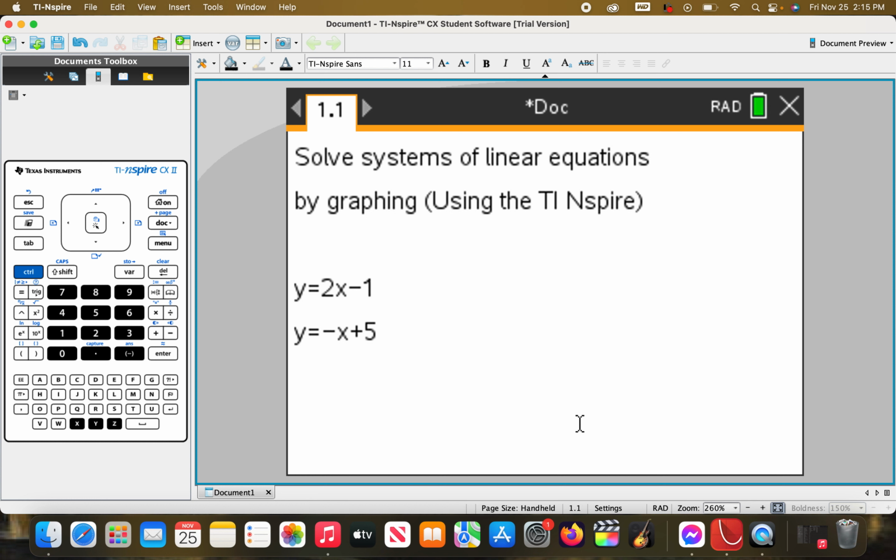I'm going to do a video really quick on how to solve systems of linear equations by graphing using the TI Nspire. Here's our equations. Y equals 2x minus 1 and y equals negative x plus 5.